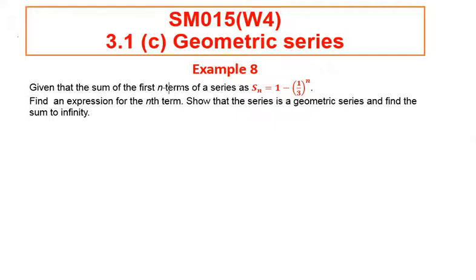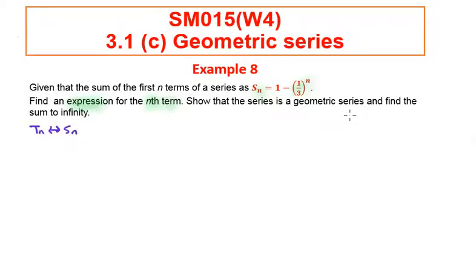Given the sum of the first n terms of a series is Sn equals 1 minus 1/3 raised to the power n, find an expression for the nth term. First of all, we have to know the relationship between Tn and Sn.